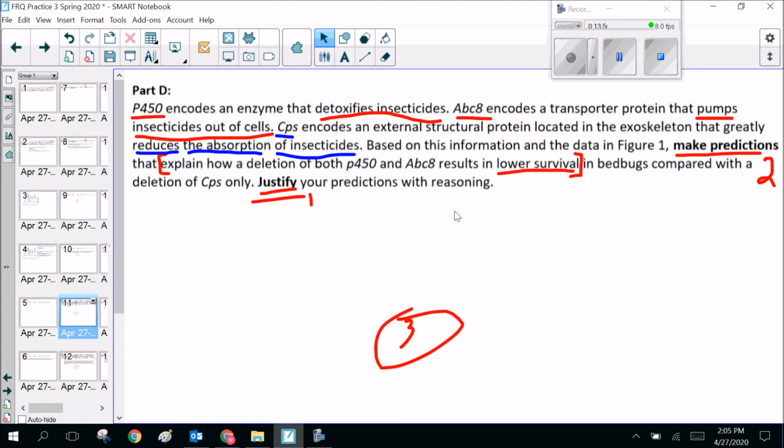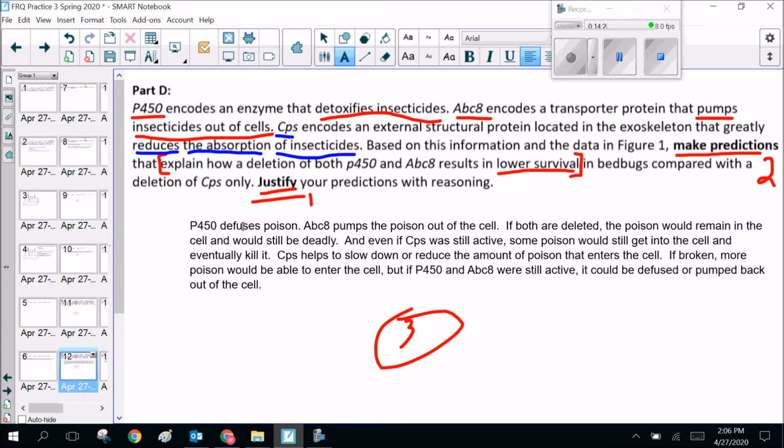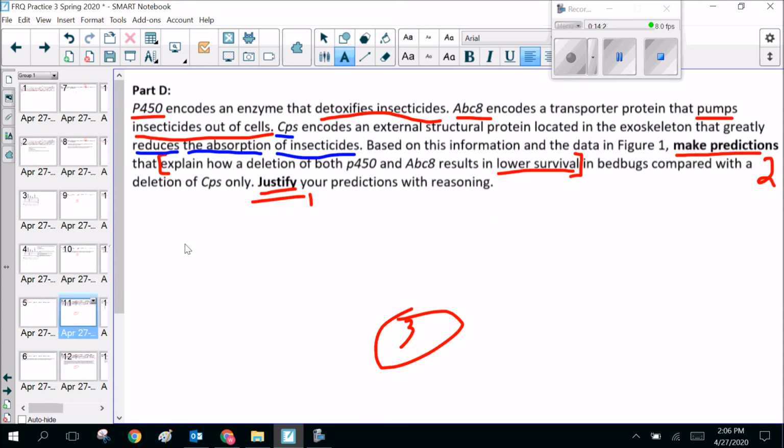Right, so the first thing I'm going to say is you want to split this bad boy up, because this is a big thing. So I'm just going to start at the very beginning. I want to clarify to myself what each of these genes does, because when I was reading through them, I don't know about you, but I super zoned out. So P450 encodes an enzyme that detoxifies insecticides. How could I say that in an easier way? Well, basically, detoxify gets rid of the toxin. I could say P450 defuses the insecticide or the poison. That's exactly what I said. P450 defuses poison. Haha. Okay.